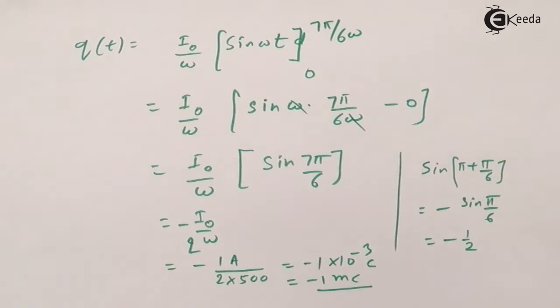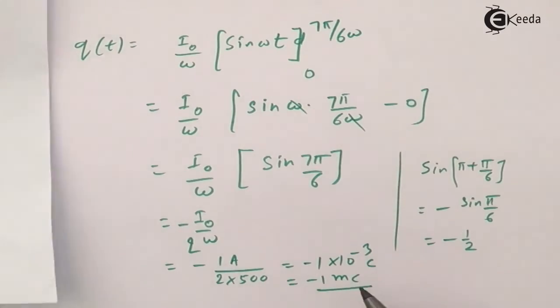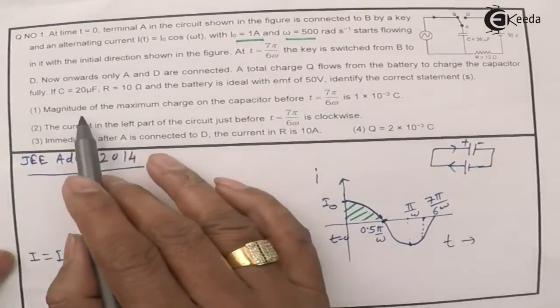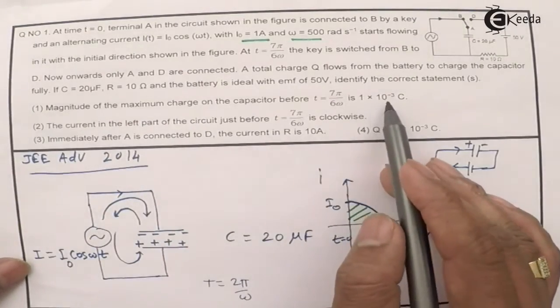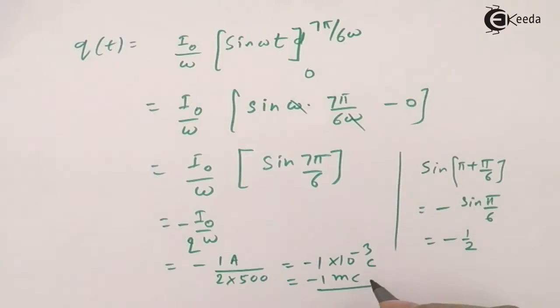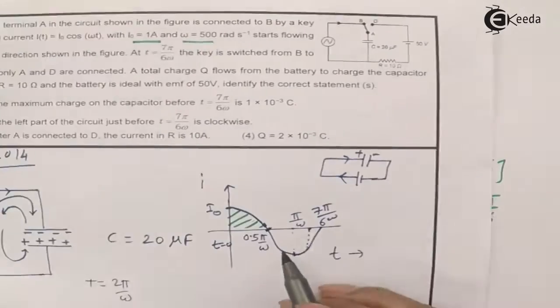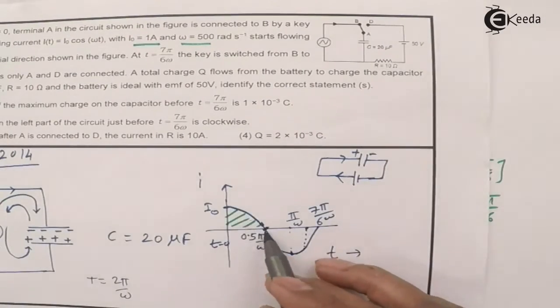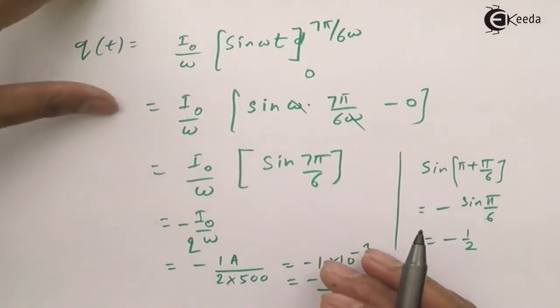So obviously this is not the magnitude of the maximum charge on the capacitor, and 1 millicoulomb is not the maximum charge here. The maximum charge is from here to here. So let us find the maximum charge. But this is the charge that is on the capacitor at that time, which you have to remember.